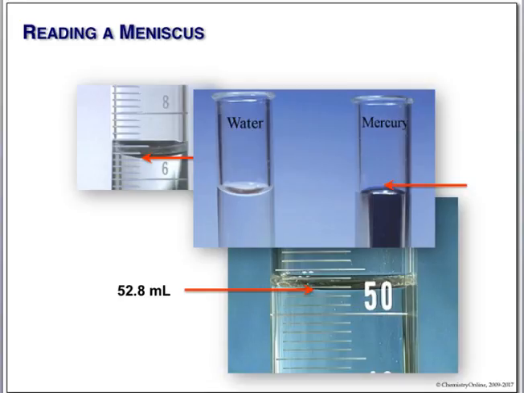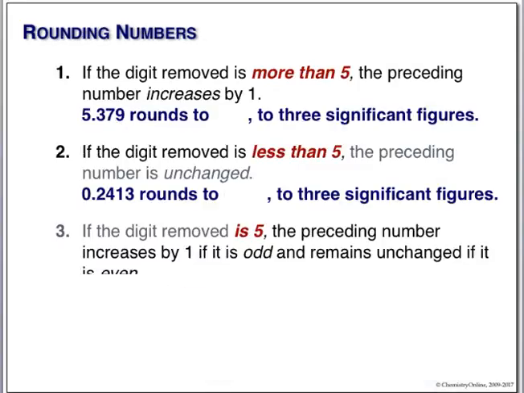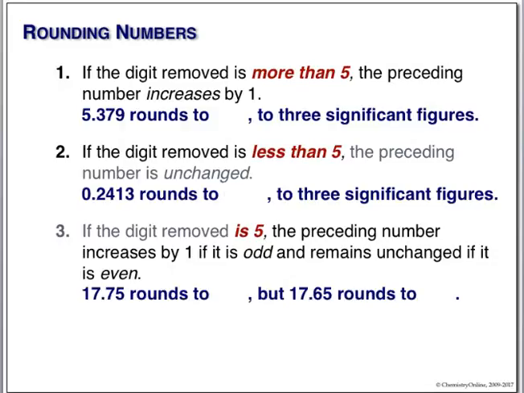We also did a bunch of measurements on the balance, and we did some calculations and stuff, and there were questions about rounding. So let's just do a couple quick exercises in rounding. We are going to round 5.379 to 3 significant figures. So we're rounding here to 3 digits. So what we're going to have to do is get rid of this 9.